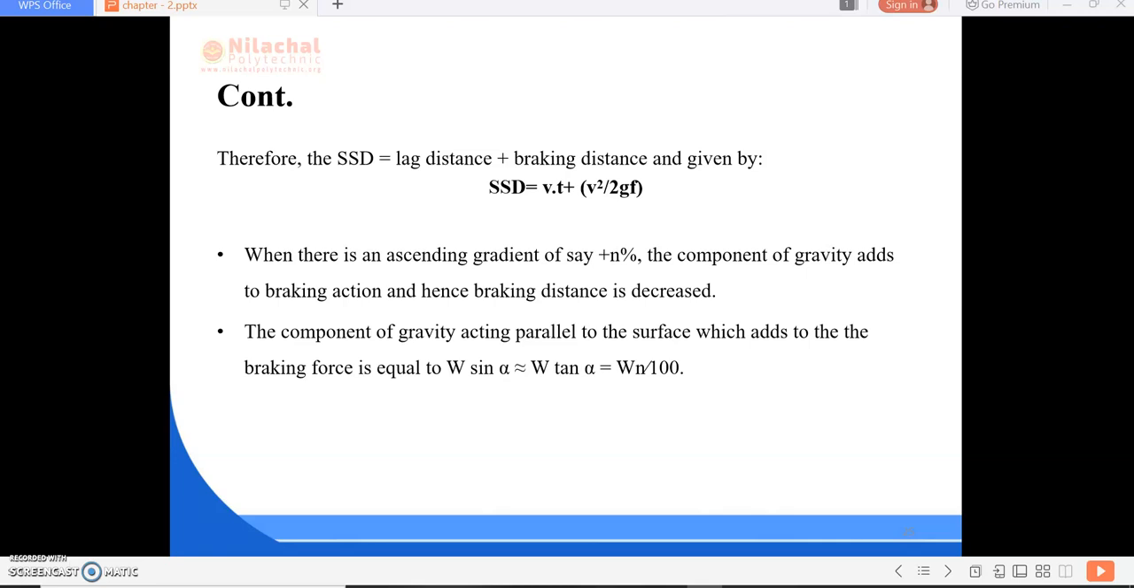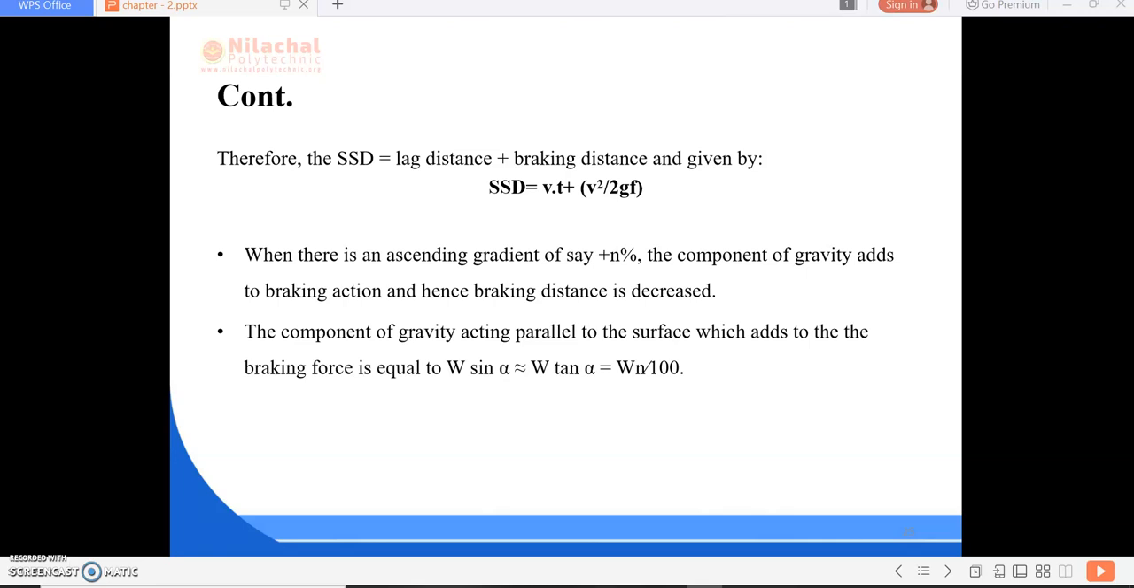In the last class, we studied how we calculate stopping sight distance. Stopping sight distance is lag distance plus braking distance, given by SSD equals V into T plus V square upon 2gf. What is V? V is the design speed in kilometer per hour or meter per second. T is our reaction time. g refers to acceleration due to gravity. f is the coefficient of friction.